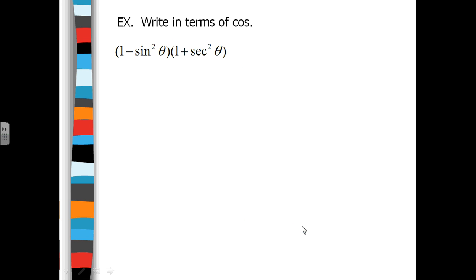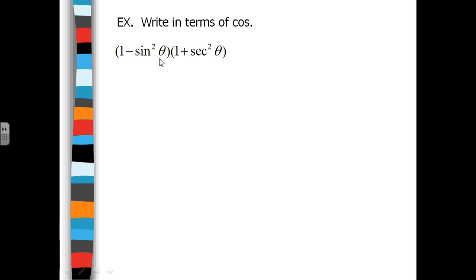Another type of simplification is where they actually tell you specifically which trig function they want you to rewrite your expression in, which means your expression can be as complicated as it wants to be. The only stipulation is that it can only use this trig function. So in this case, we can only write it with cosine. Cosine squared, cosine times cosine plus 1, whatever, but only with cosine. So let's try this. 1 minus sine squared multiplied by 1 plus secant squared.